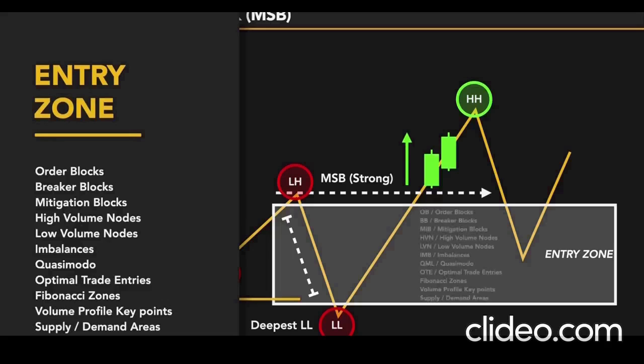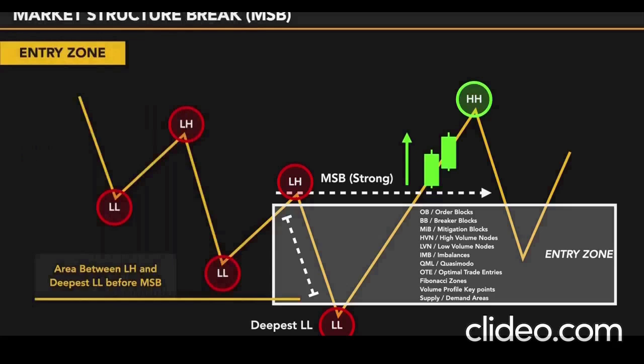There are order blocks, breaker blocks, mitigation blocks, high volume nodes, low volume nodes, imbalances, Quasimodo, optimal trade entries, Fibonacci zones, volume profile key points, supply and demand areas. So you can use sniper trading price action levels from any of those. I will teach every single one of them with example videos.